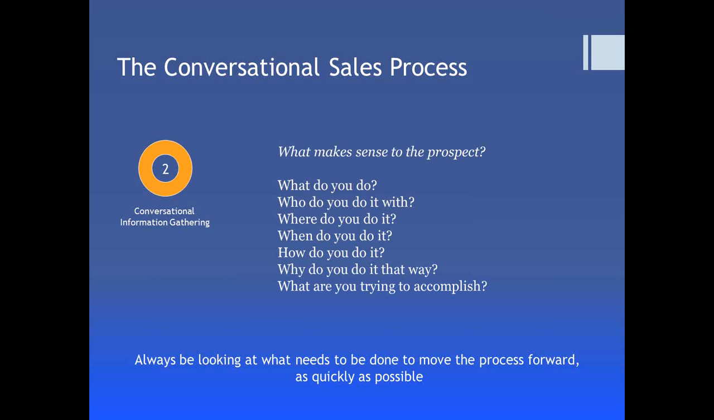And the questions that we want to ask, not necessarily in these exact words, are: what do you do regarding what I have to sell you? Who is it that you do it with? Where do you do it? When do you do it? How do you do it? And why do you do it that way? And of course, what are you trying to accomplish? If you remember back to college, what do you do? Who do you do it with? Where do you do it? When do you do it? How do you do it? And why do you do it that way? That's Journalism 101.